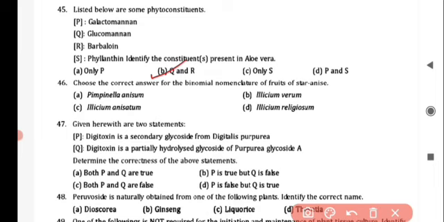Next question is choose the correct answer for the binomial nomenclature of fruits of star anise. And the correct answer is option B, that is Illicium verum.